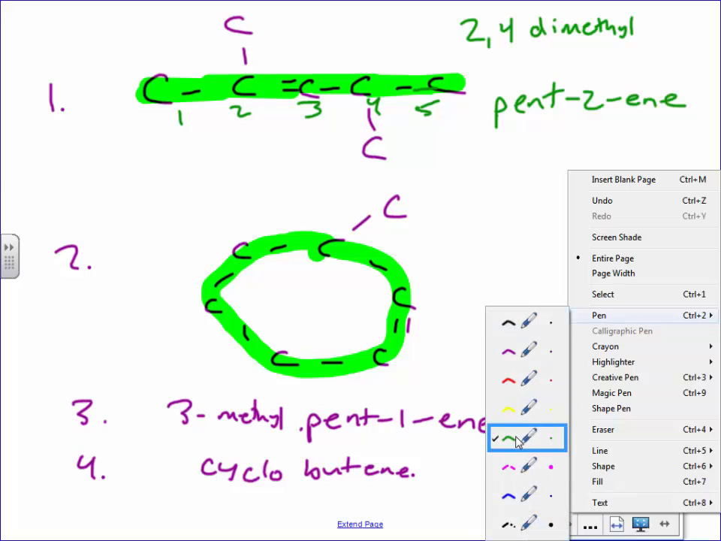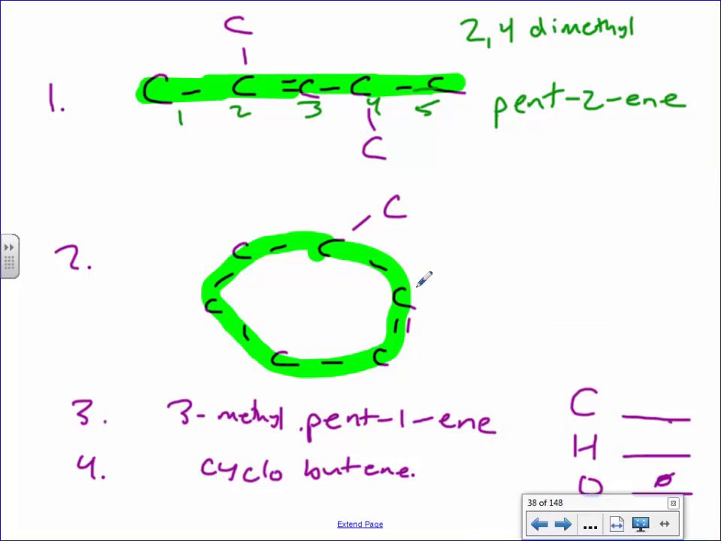So how many do I have there? 1, 2, 3, 4, 5, 6 it looks like. So 6 calls it a hex. And then again, because I have a double bond, that's going to take the priority. So this is going to have to be a hexene. And then because it goes in a circle, I'm going to call it a cyclohexene. So that kind of gets us started.